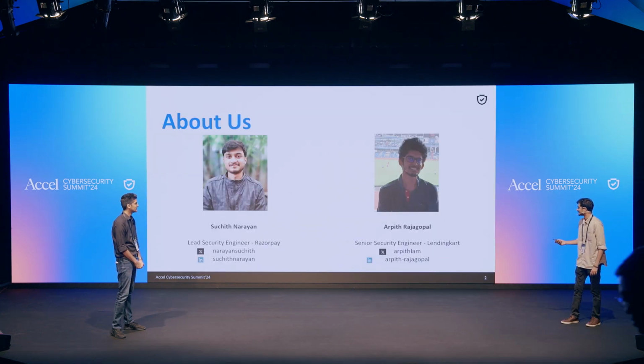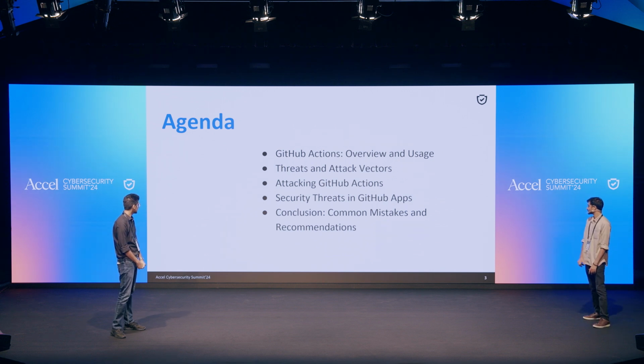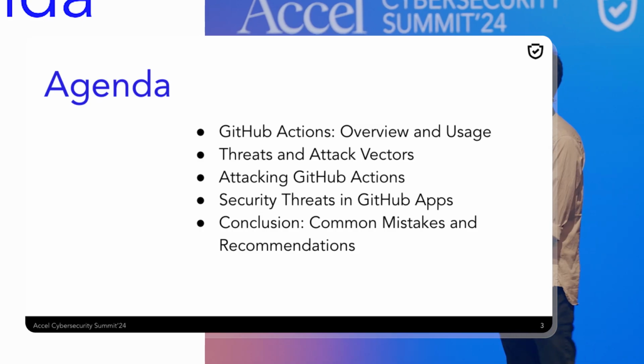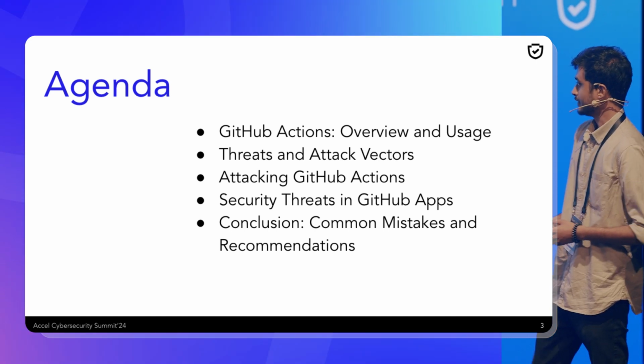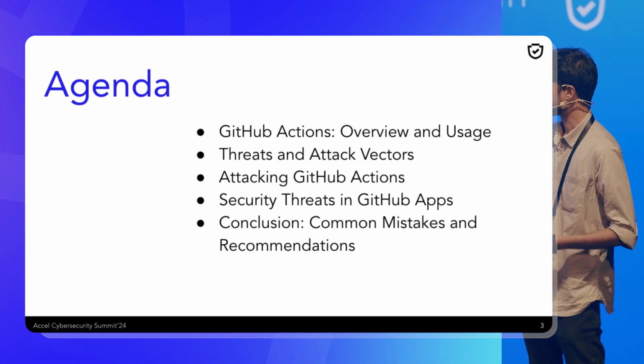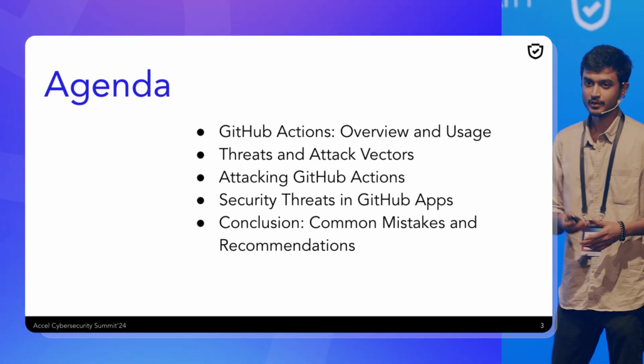I think we did get an introduction, so I'll skip this. We'll be talking about GitHub Actions, the threat and attack vectors that we can see in GitHub. Then a bit about workflows, actions, apps, common misconfigurations, and we'll look at key takeaways.